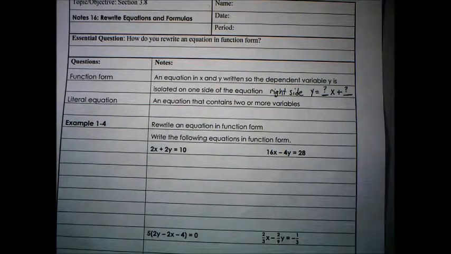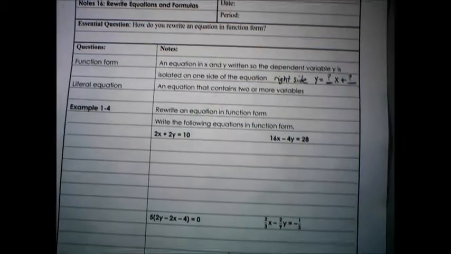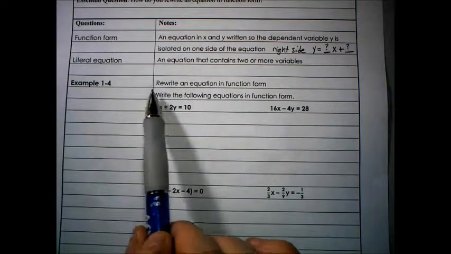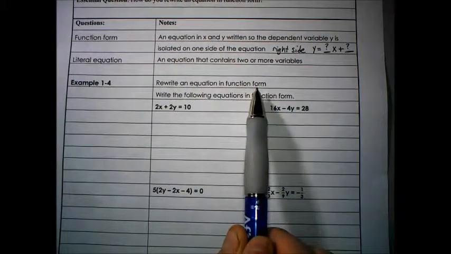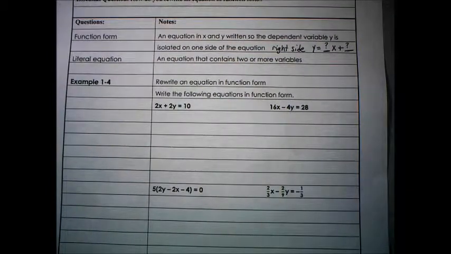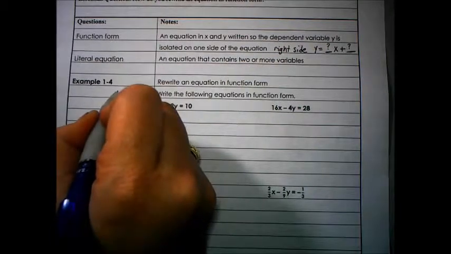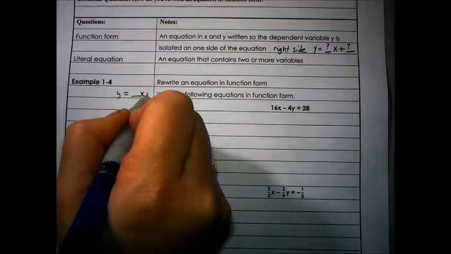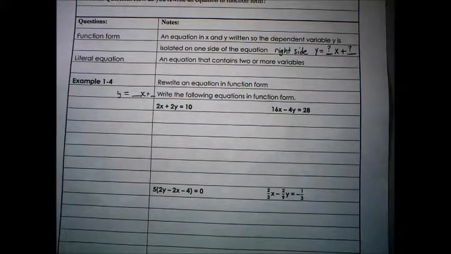X is the independent. Okay, so for our examples 1 through 4 here, we're going to practice rewriting an equation in the function form, which is kind of difficult, but you got to pay close attention. Basically on all of these, I want the y to be by itself, so I want a y equals and then something x plus something number. Okay, and that's what we got to find out, what the somethings are.